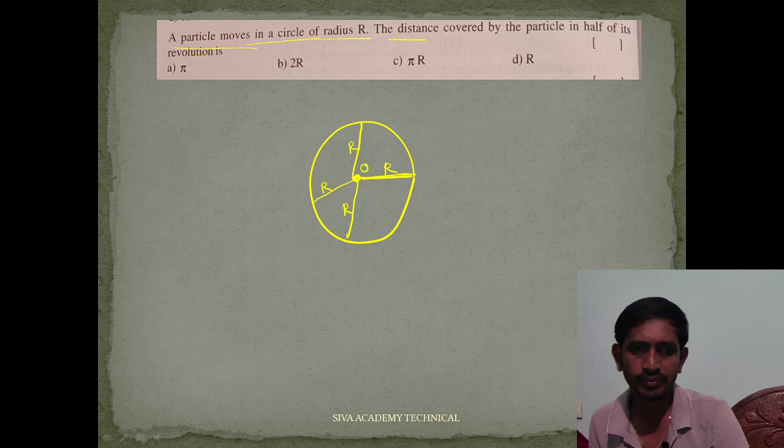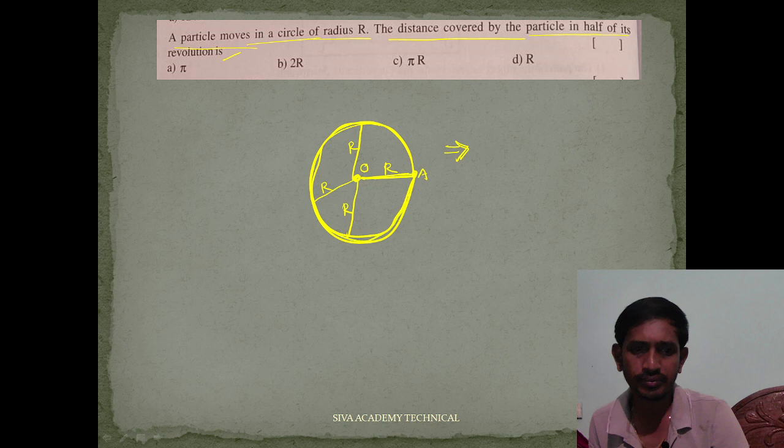And the distance covered by the particle in half of its revolution. Now we have to find the distance covered by the particle for half a revolution. First find the distance covered by the particle for a complete revolution. For example, this is my complete revolution. The particle goes like that, follows this path, and ends at point A. So what is the length of this covered circular path?